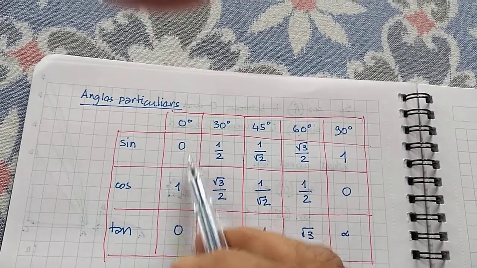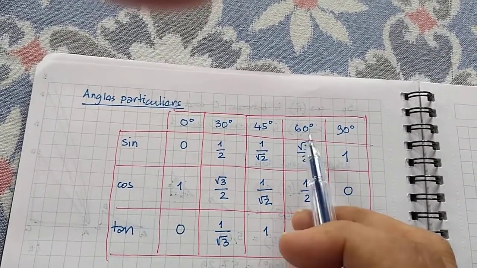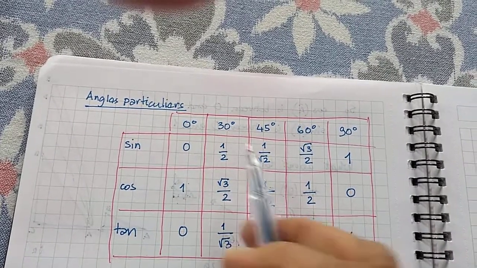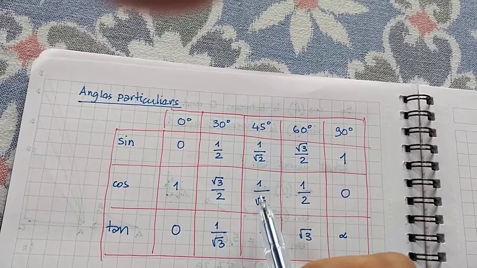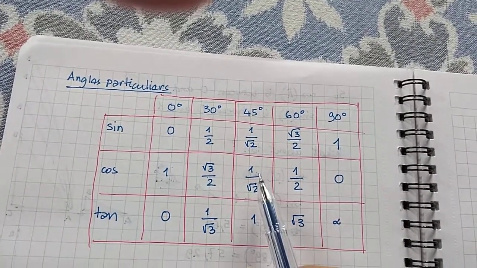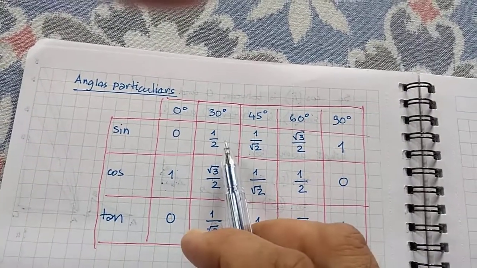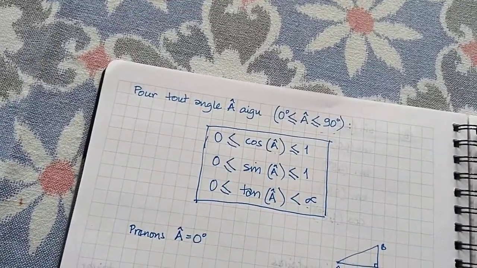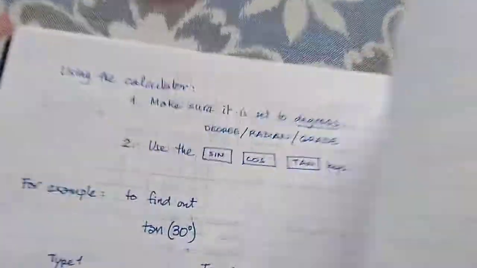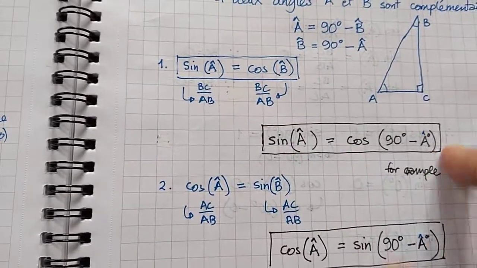Similarly, cos of 0 will equal sine of 90. Cos of 30 will equal sine of 60, root 3 over 2. Cos of 45, both of these are equal, 1 over root 2, 1 over root 2. Cos of 60 is 1 over 2, which is the same as sine of 30. Why am I saying all this? This is because it comes from the complementary angle properties. Sine of A is equal to cos of 90 minus A.